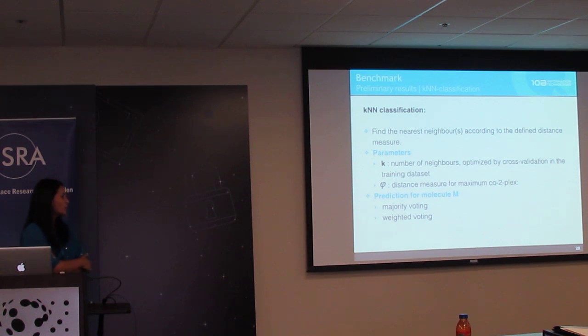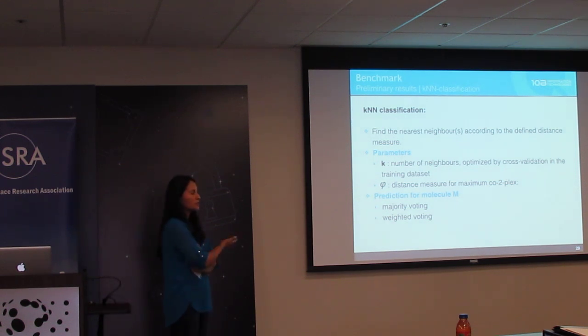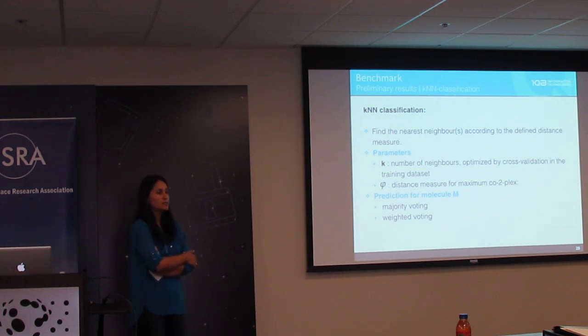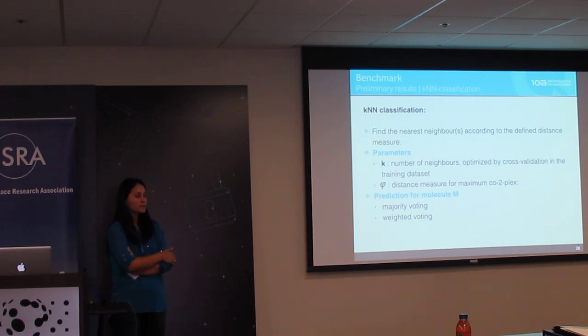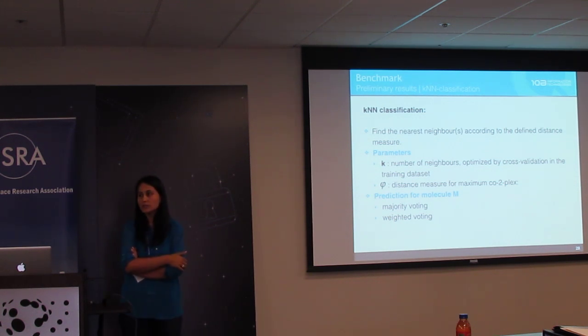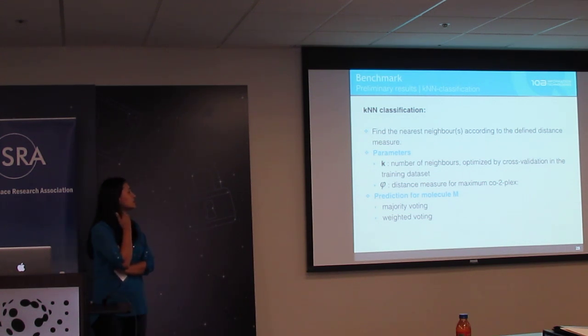The benchmark that we are using here uses a classifier. We just selected this simple classifier, the k nearest neighbors. It uses a distance measure, which in our case is 1 minus the similarity metric that we already defined. The parameters that we need to optimize for this classifier are k, the number of neighbors that you want to consider, and phi, the distance parameter in this similarity metric.